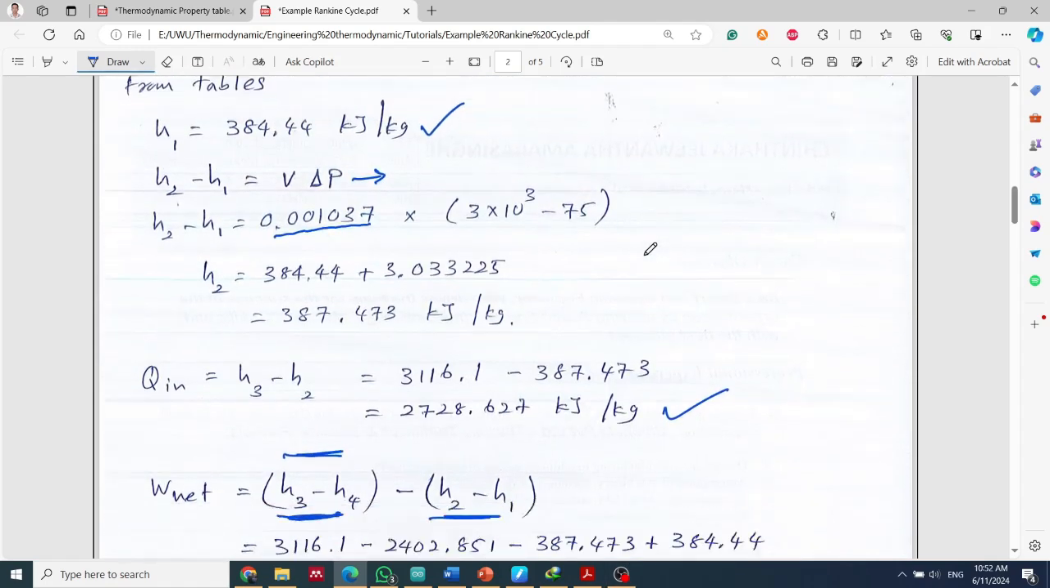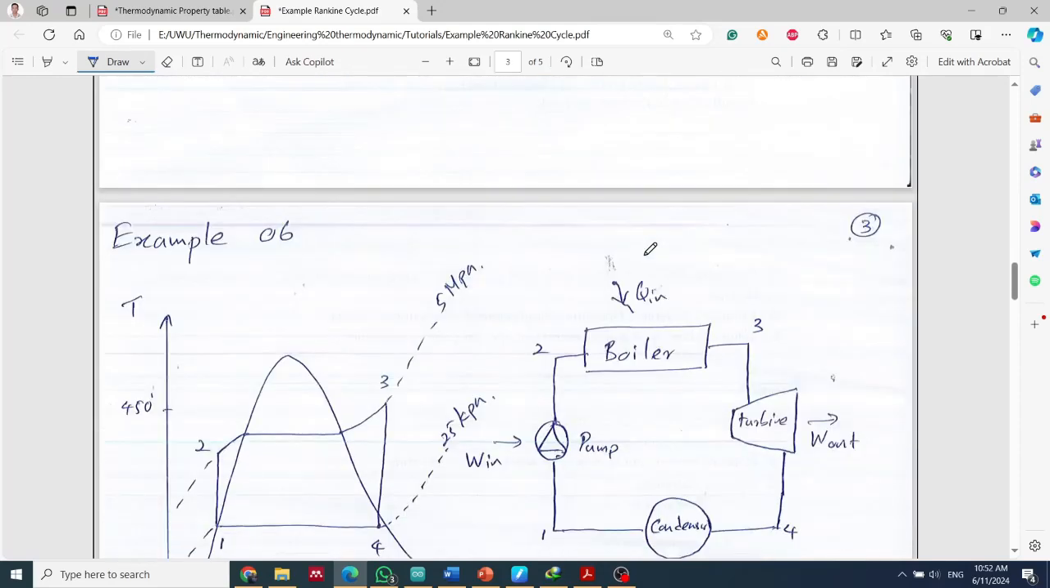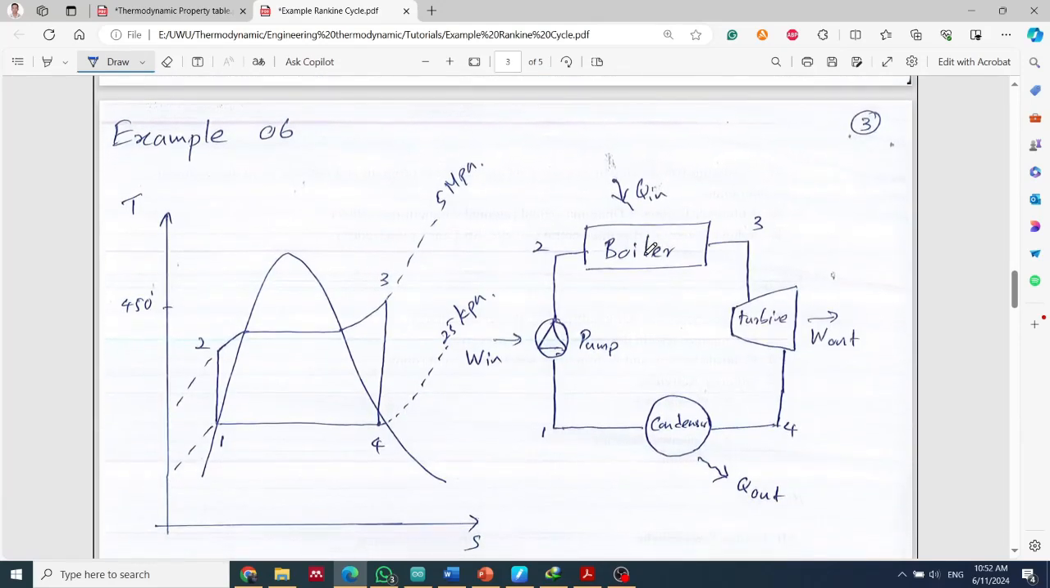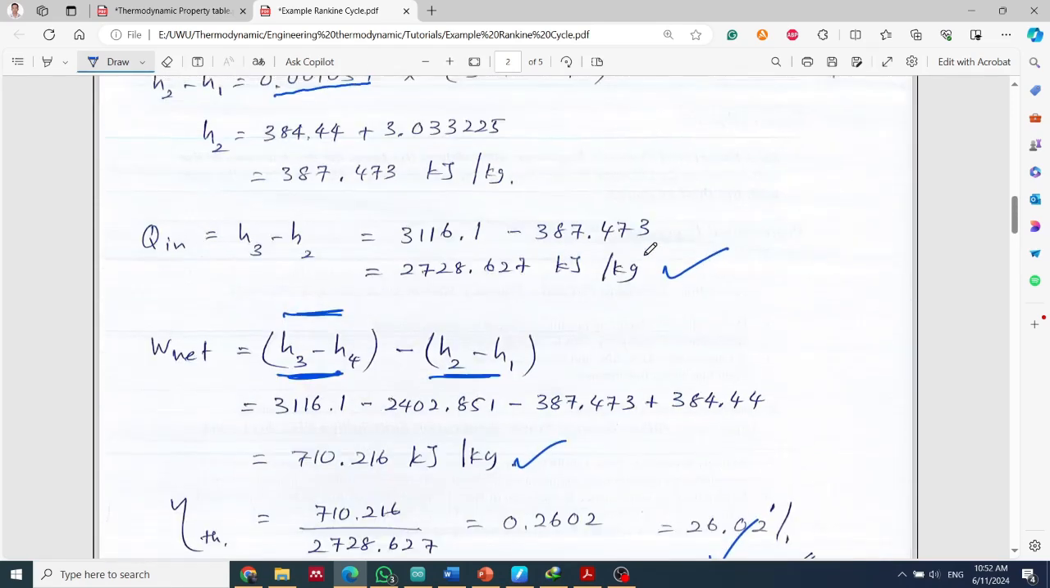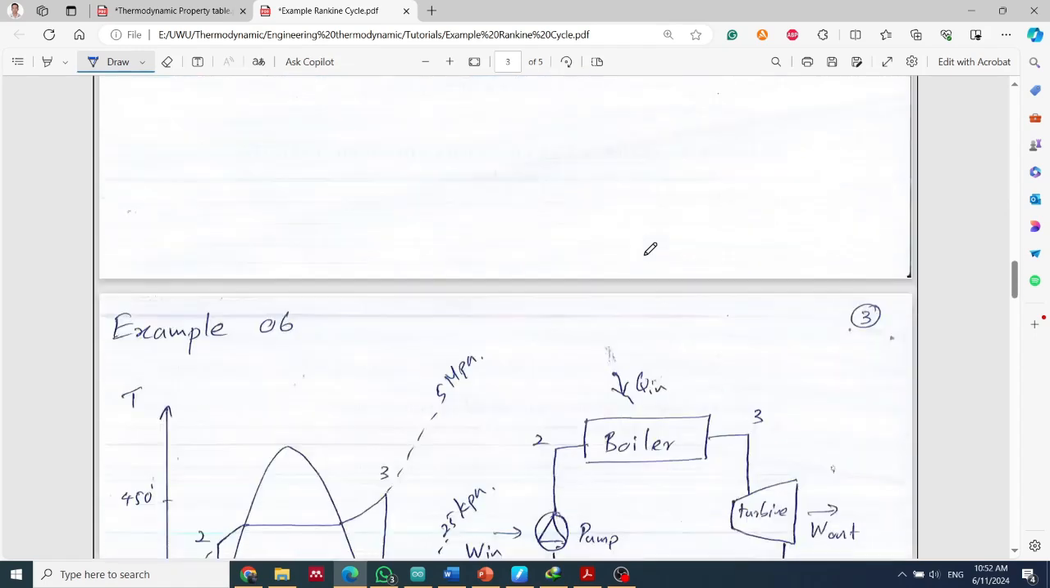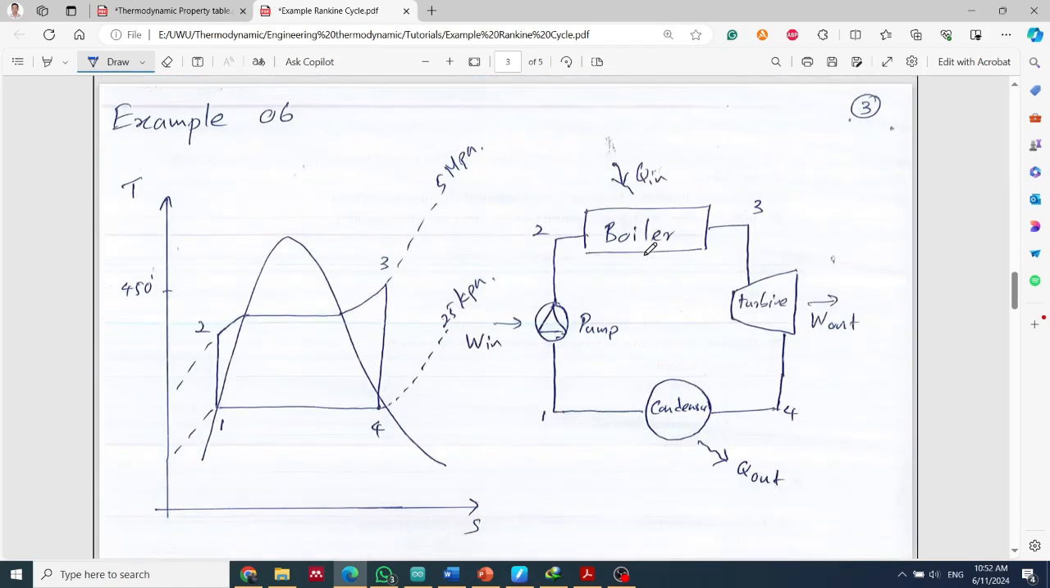Okay, so the next one is example number 6. It's quite a similar problem. If you have understood up to this point, I want you to pause the video and work example number 6 on your own. Then after that, check with the answers. Okay, let's work with example number 6.